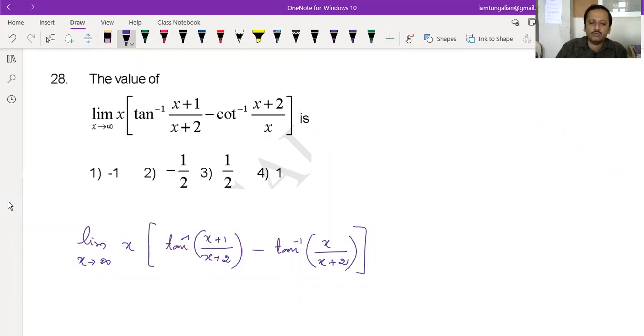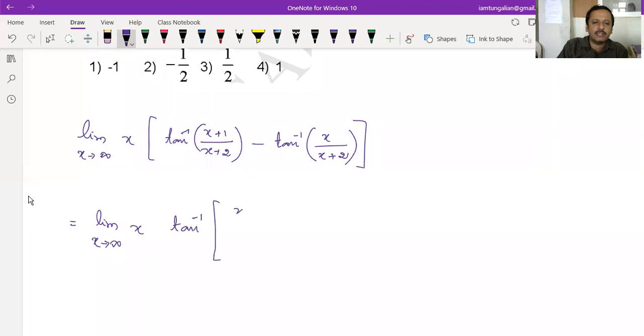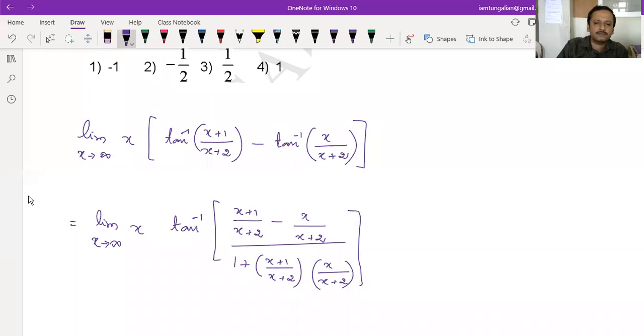Now I will use the tan inverse x minus tan inverse y formula. What is the tan inverse x minus tan inverse y formula? From inverse trigonometric functions, tan inverse x minus tan inverse y is equal to tan inverse of (x minus y) divided by (1 plus xy). That means (x plus 1) by (x plus 2) minus x divided by (x plus 2), divided by 1 plus (x plus 1) by (x plus 2) into x divided by (x plus 2).